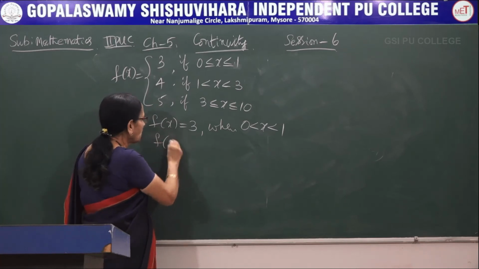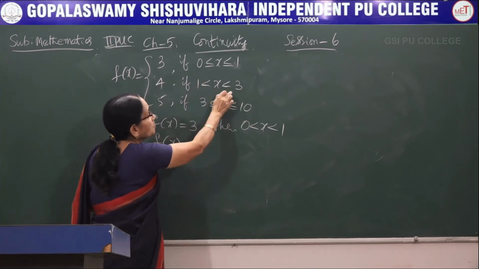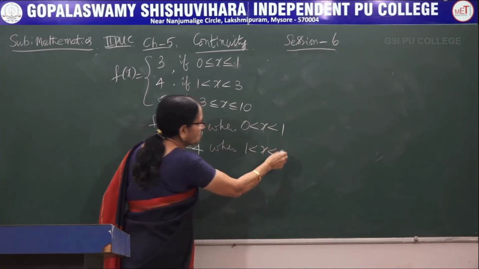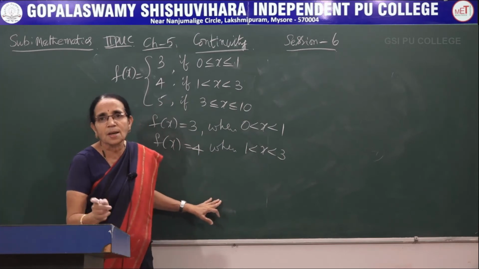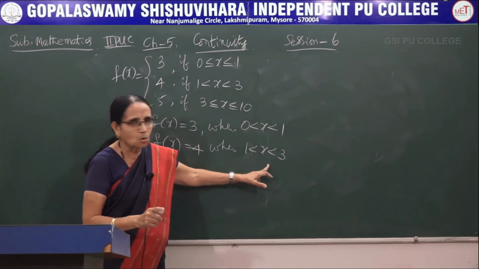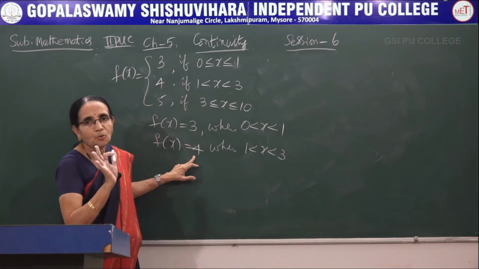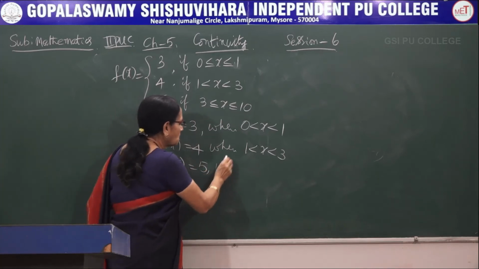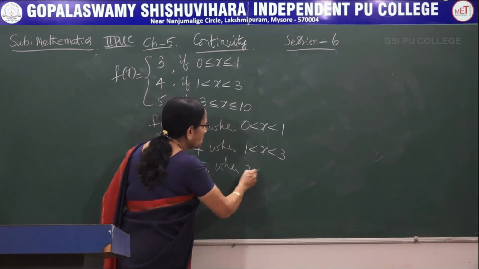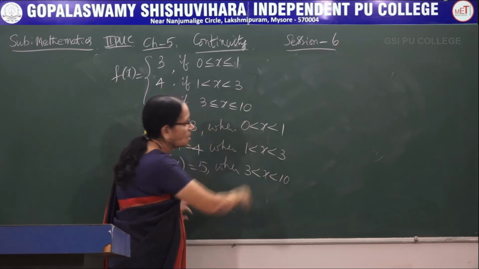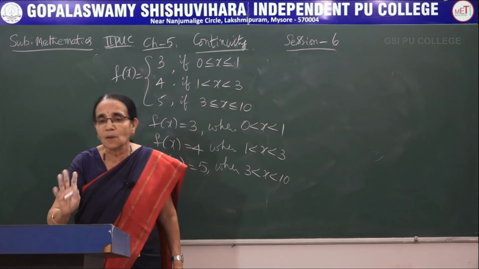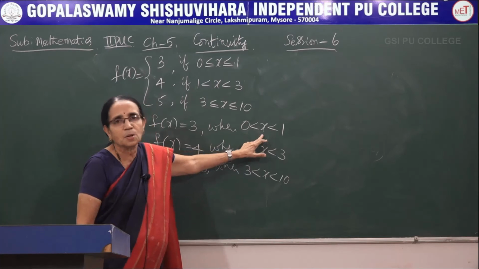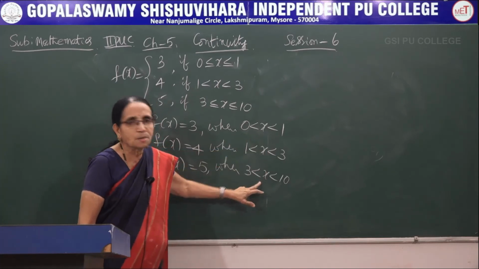Next, f of x is equal to 4. Come to the second part here. When does it happen? When 1 less than x less than 3. That is, when x takes a value strictly between 1 and 3, not equal to 1, not equal to 3, the value of the function is given to be 4. Lastly, f of x is equal to 5, when 3 less than x less than 10. In all the cases you observe that I am not taking the equality sign, I am taking purely an inequality, that is, x is strictly lying between 0 and 1, between 1 and 3, between 3 and 10.